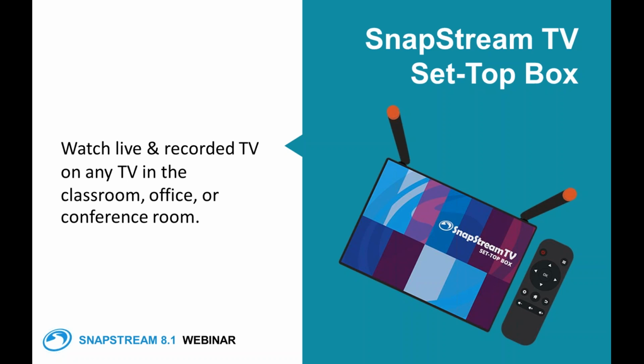If you have any questions about how that set-top box works or how it connects, please bring them now. I actually do have a question that just came in about how the set-top box connects to a TV. It's very simple. It connects via HDMI, and you can connect it to any television that has an HDMI input. As well as HDMI, you connect your Ethernet cable to it to connect to your network. And again, you can play back any content that's on your SnapStream server on any TV that you've connected it to.